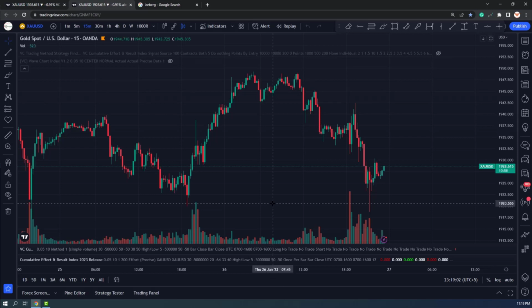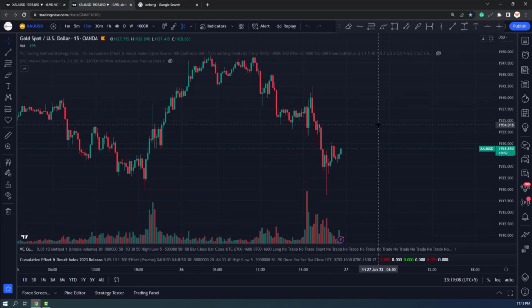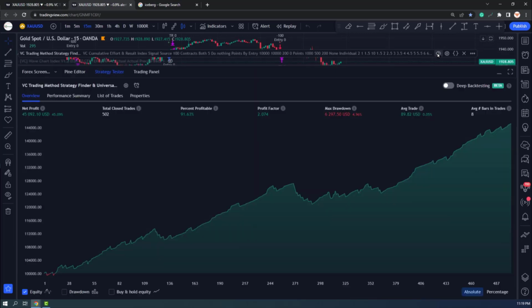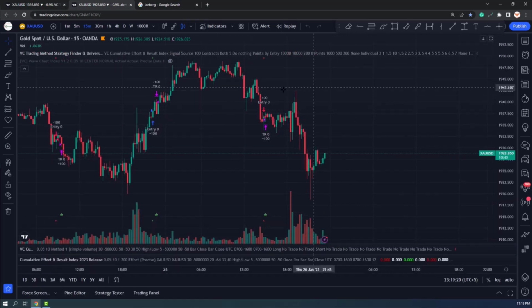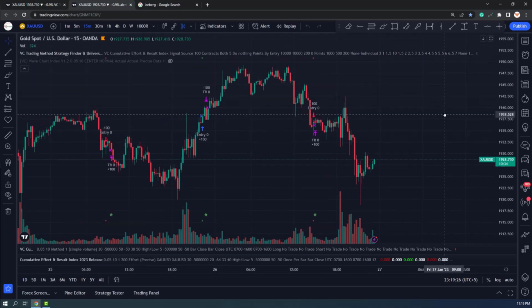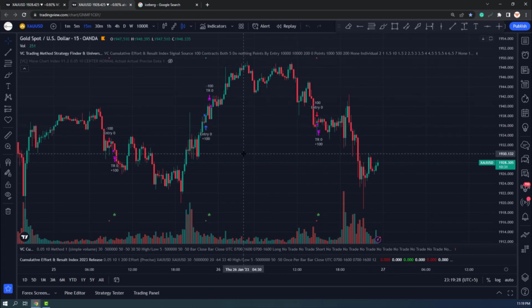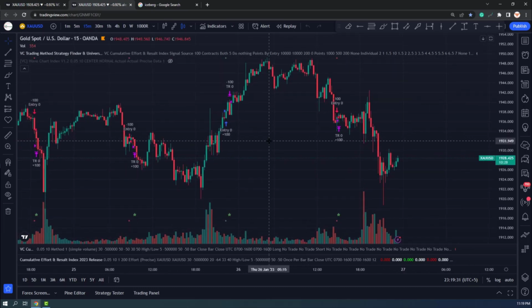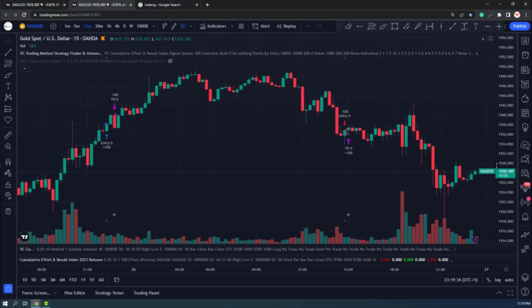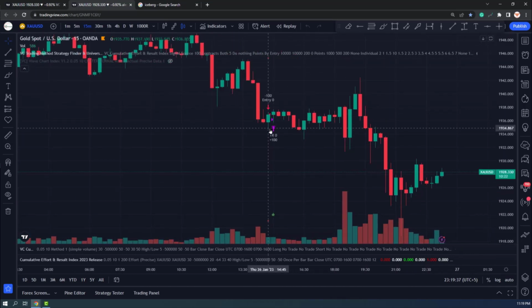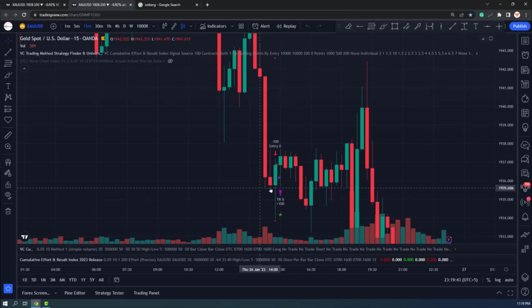Okay, it's time to show you a back test, based on the current settings. For the back test, I have a very precise and very effective way of back testing. Here it's a universal strategy tester powered by the VC trading method. It shows you entries and exits on the chart. You can see here, it is showing you a short position here, and it closed the short position at this level.